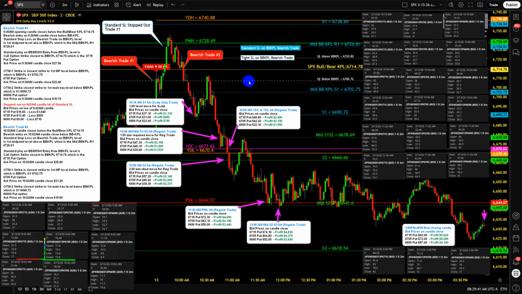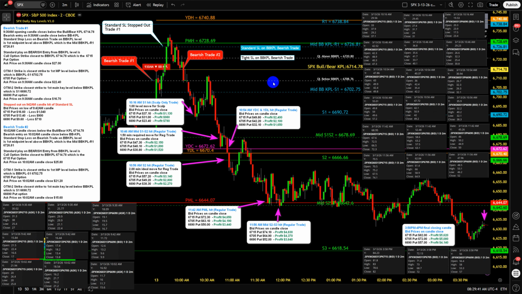As far as option strikes, there's always going to be 3 option strikes you can consider on any bullish or bearish trade from any main key level with this indicator. The standard play is going to be the strike closest to the price of the level you're basing the trade off of. So in this case, the bull bear KPL 67.1478 is going to be the 67.15 strike. In this case, a put option strike since this is a bearish play. 9:30 a.m. opening candle ask price on the close $27.